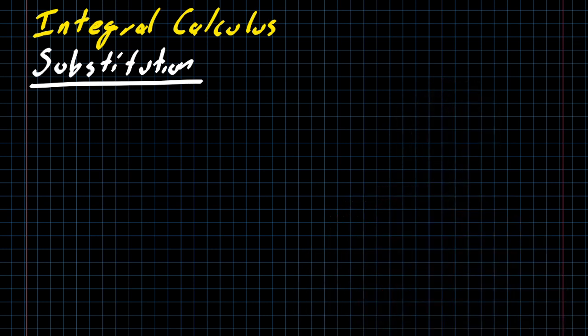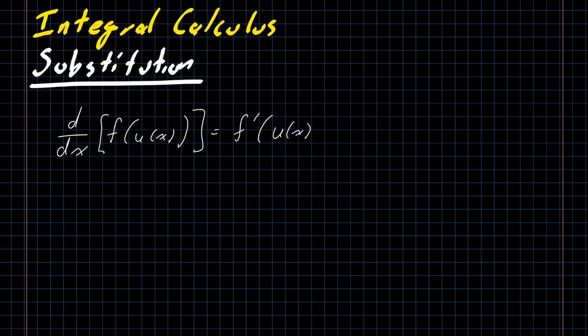Let me get my head out of the way and remind you. In a derivative, if we are trying to take the derivative of f of some function u of x, we get f prime of u of x times u prime of x.